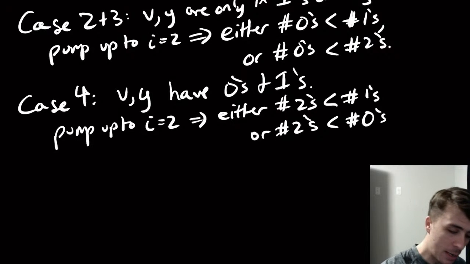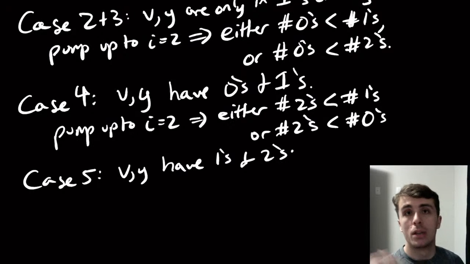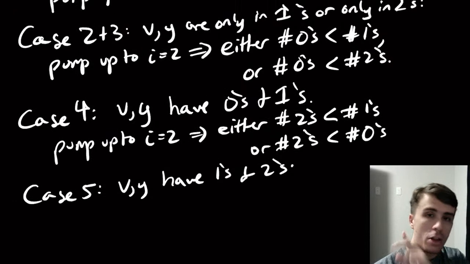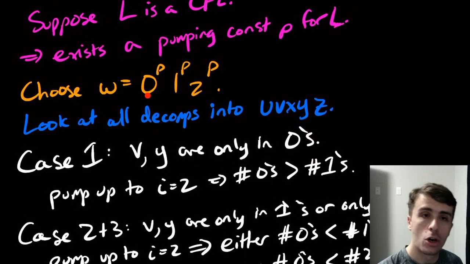And I'm not going to do this last case, where v and y have 1s and 2s, because it's very similar. The number of 0s in this case doesn't change, but the number of 1s and 2s both go up. And so we break the condition that we're in the language. The only other possible case is that v and y could have 0s, 1s, and 2s.